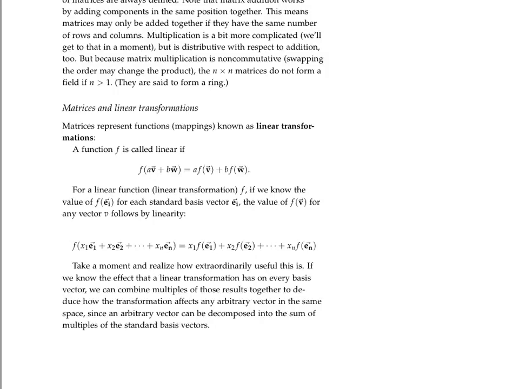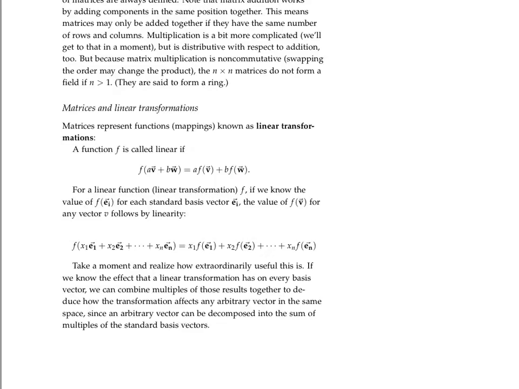A function f is called linear if the function value that we find when we have the function act on this combination of scalar multiples of vectors, av plus bw, is the same as if we had it act on v by itself and then multiply the result of that function mapping by the scalar a, and then added on the function value if we had f act on w by itself and multiply that by the scalar b.